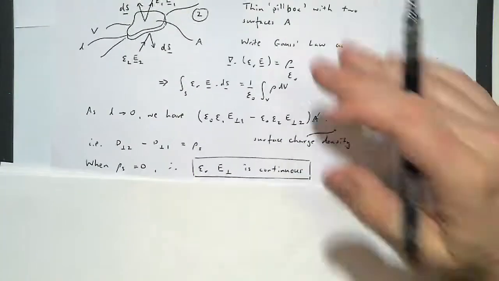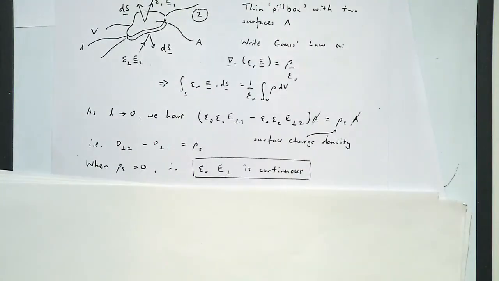And of course, the special case there is that when there is no surface charge density, the perpendicular component of the electric field is continuous. So we've seen that before. All right. Okay. Next.